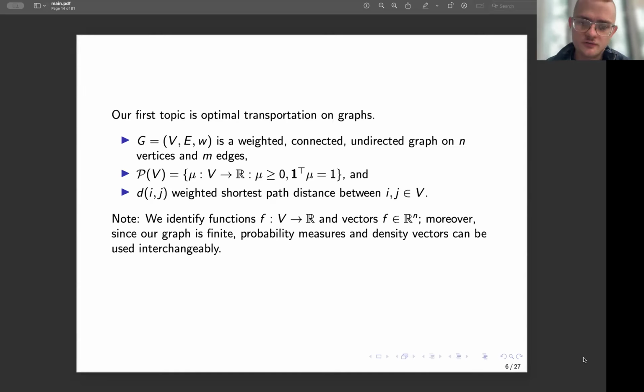A small abuse of notation: I'm going to identify functions on the vertex set and vectors in R^n. Also, since our graph is finite, I'm going to use the terms probability measures and density vectors interchangeably, even at the risk of being a bit abusive. In particular, we'll assume the vertices are enumerated somehow from 1 to n, and having made that enumeration, we can speak interchangeably about vectors and functions here. So I'll be doing some linear algebra with functions.